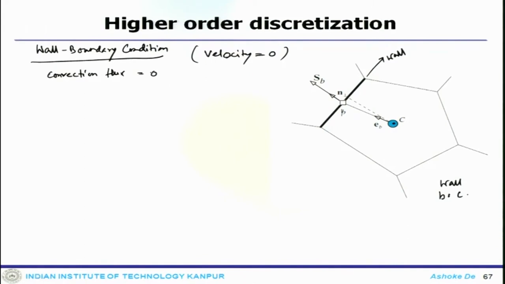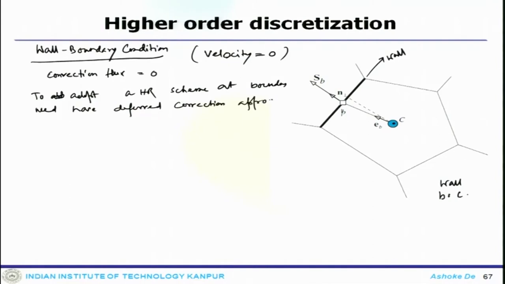Now, similarly, if you are using the high resolution scheme, or HR scheme, for any interior nodes, then when you come down to the boundary you need some corrections, or rather, to adopt a high resolution scheme at the boundary, you need to have a deferred correction approach. So the modified algebraic equation for the boundary element C will look like A_C phi_C plus the sum over F in NB(C) of A_F phi_F equals B_C.